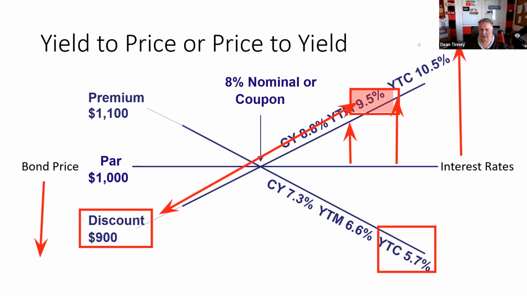Now, the other version of the game, remember, is kind of the same question. Your client is considering buying a bond at a discount. Is the yield to maturity higher than the nominal yield?